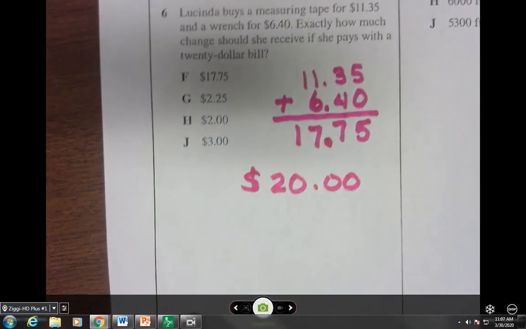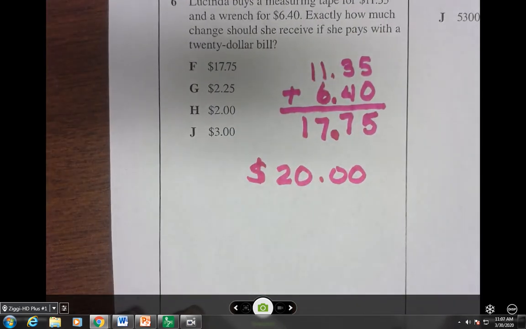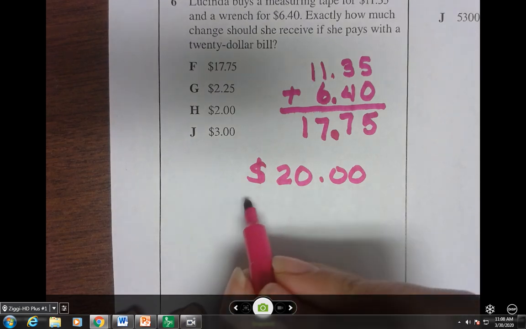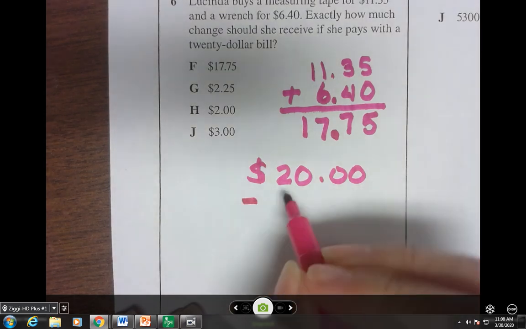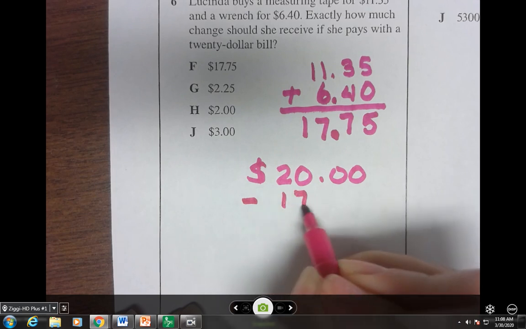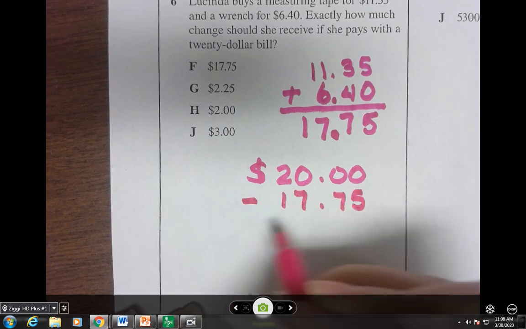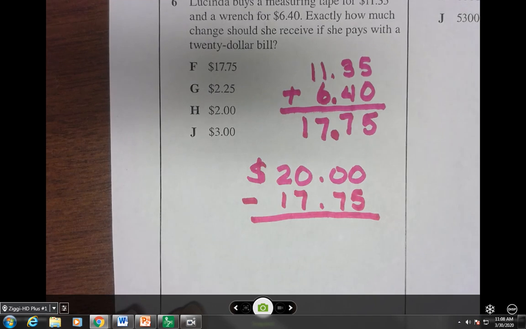Well, if we think about it, change was under subtraction on our word wall, so I'm going to say we're going to subtract. I agree. So we're going to subtract how much money we spent, which was $17.75. All right. Now, this is one thing we've struggled with this year in the school, so we want to make sure that you guys are working on this correctly at home.